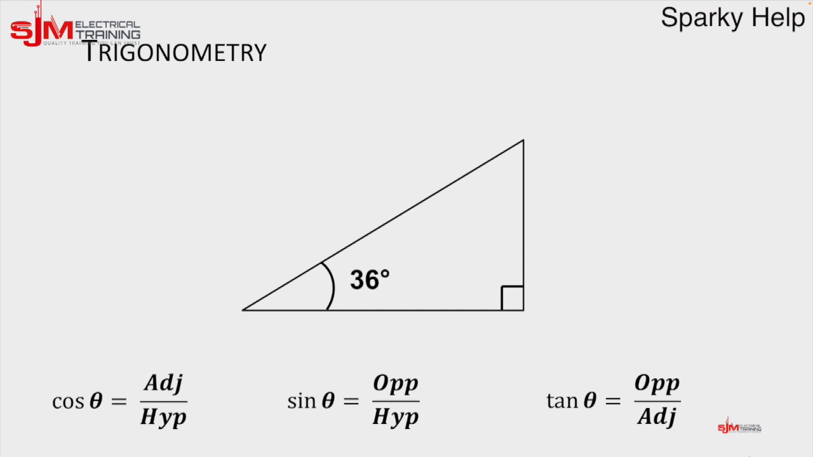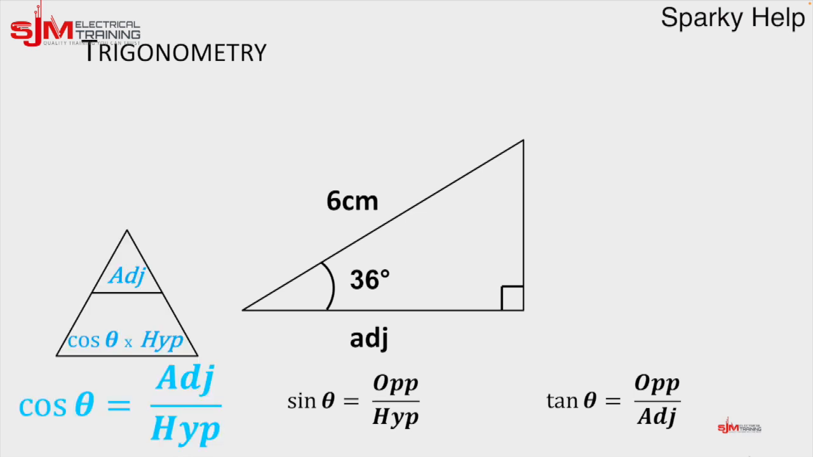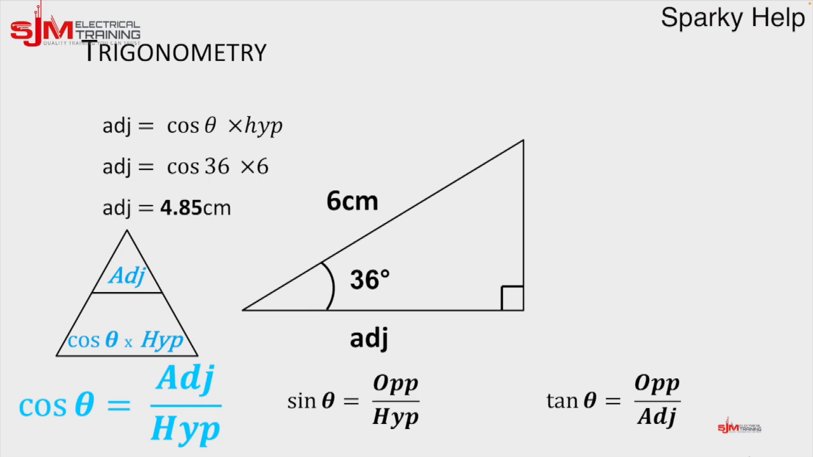So let's have a look with a calculation. Let's put an angle in. We've got the adjacent. We've got the hypotenuse, which we'll put at 6 centimetres, and we're going to use a formula that's got those in, and I'm going to use the cosine because we've got the adjacent and the hypotenuse. Let's go to our triangle. We want to find the adjacent, so it becomes the cosine times the hypotenuse. Cos of 36, so put cosine 36 multiplied by 6 gives you 4.85 centimetres.